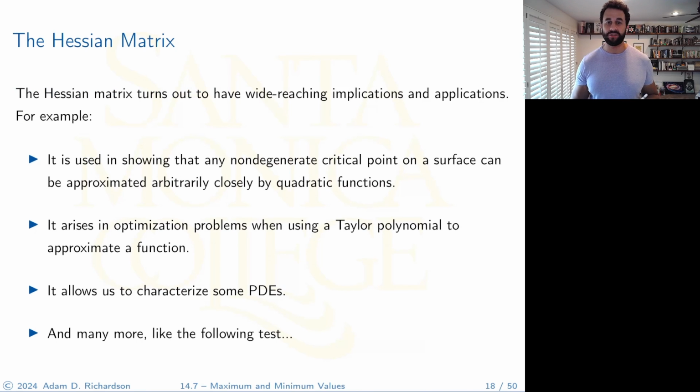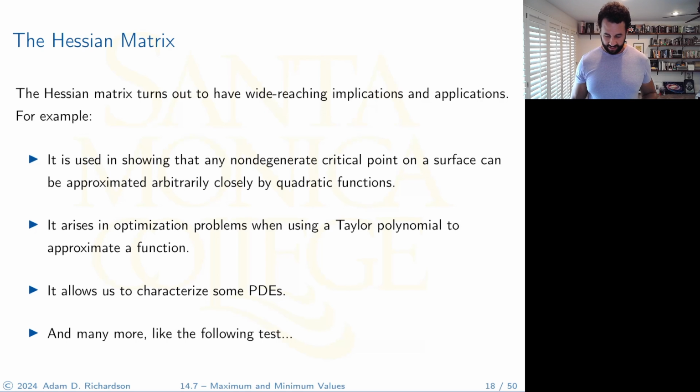This particular matrix turns out to have a lot of wide-reaching implications and applications. That's why I wanted to introduce it. For one, it's used in showing that any non-degenerate critical point on a surface can be approximated arbitrarily closely by quadratic functions. So this is cool. If you have a paraboloid, a minimum down there, or anything that looks kind of like that, you can approximate it with a quadratic function of several variables, even a saddle point.